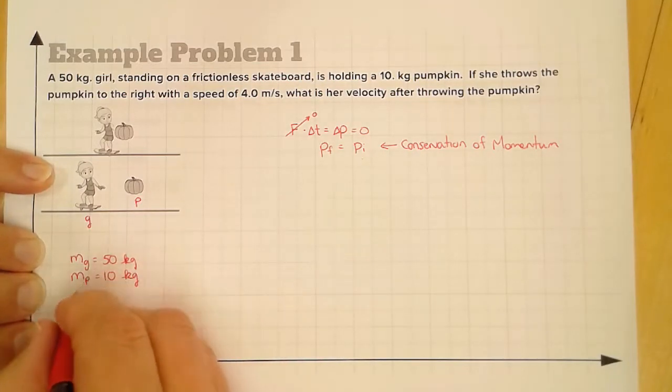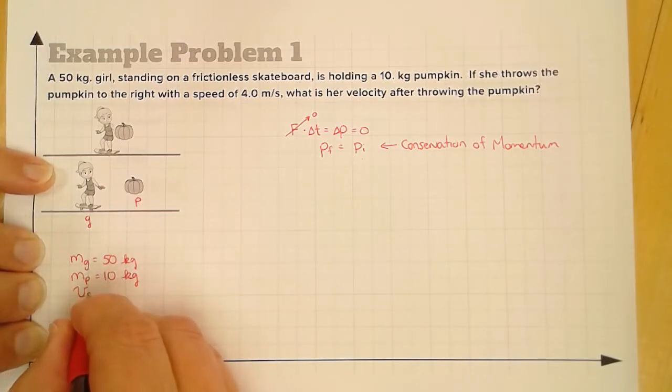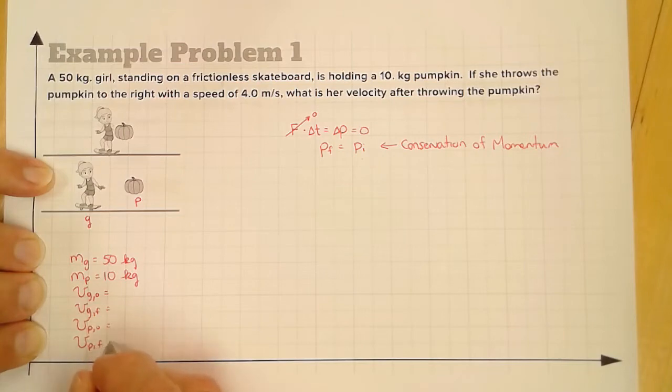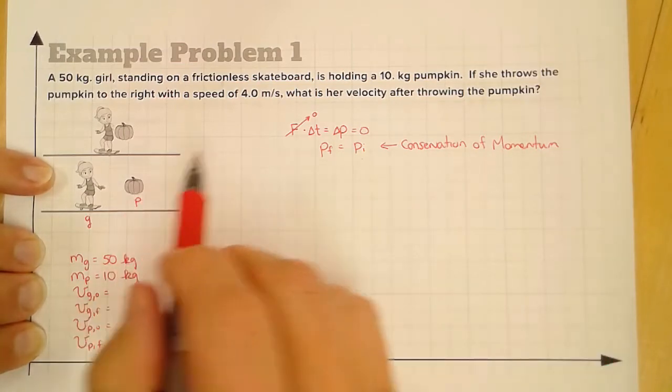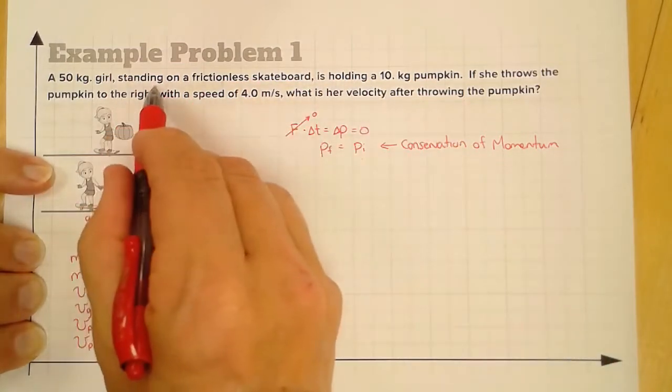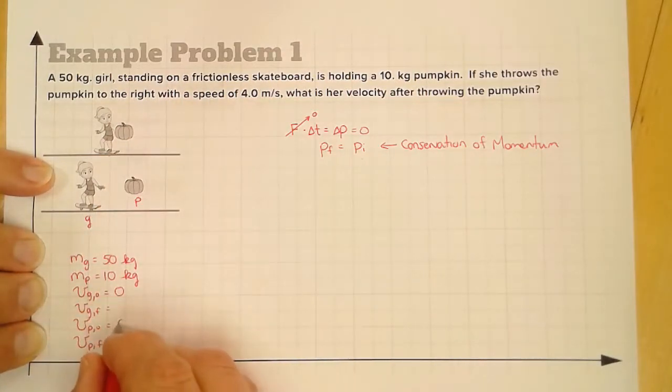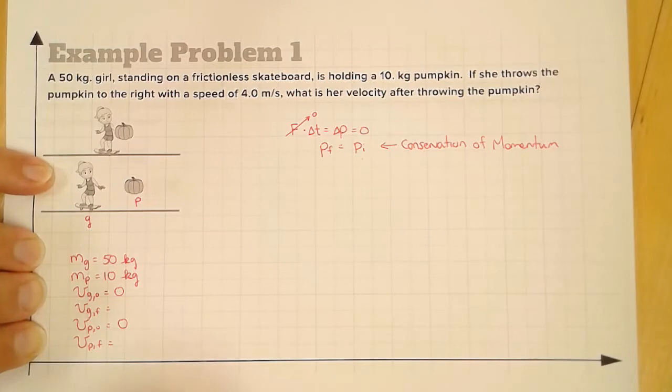So what we need to do is, for each of the objects in our problem, we need to find the velocity of the girl initially, so I'll do that, and we need the velocity of the girl finally after she throws the pumpkin. We're going to have the velocity of the pumpkin initially and the velocity of the pumpkin after it's thrown. That's final. So because they are standing still, the initial velocity of the girl is zero and the initial velocity of the pumpkin is zero.